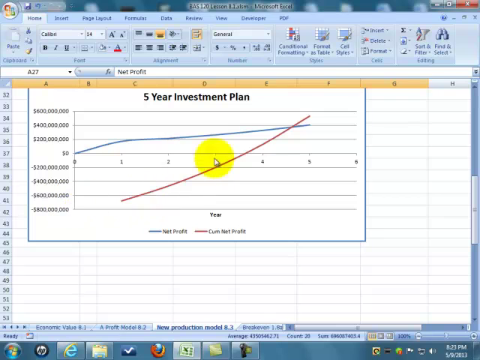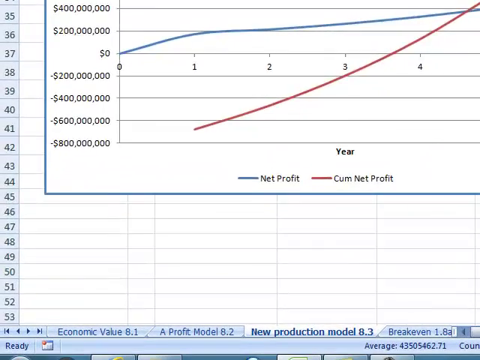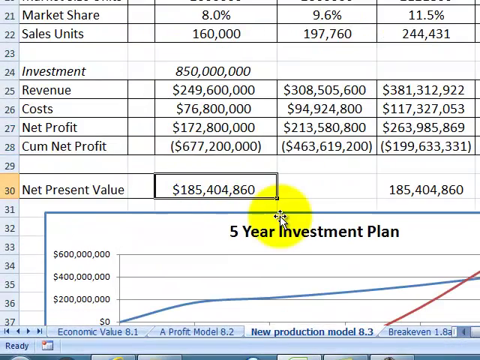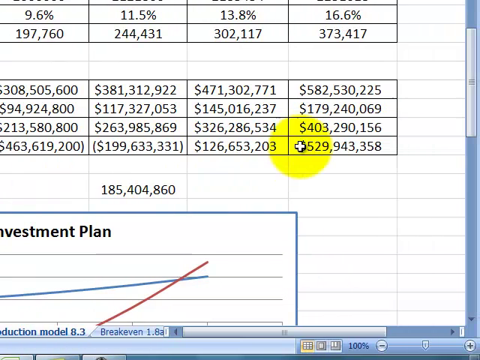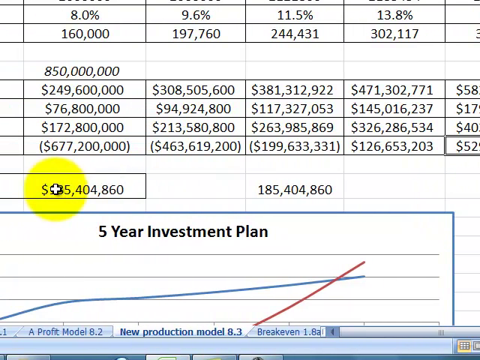But here you can see where you begin to make breakthrough between the third and fourth year. That's when you get your money back on the investment. And from a net present value perspective, you have a pretty healthy earnings on this. You make a cumulative over 5 years of $529 million, which in terms of current dollars, which is what the net present value is, is $185 million.